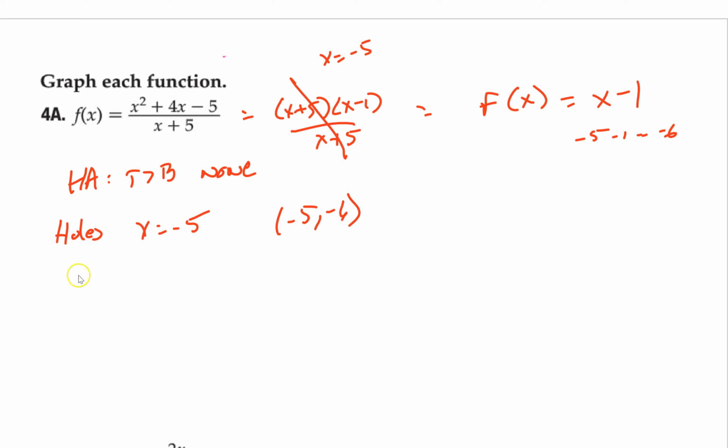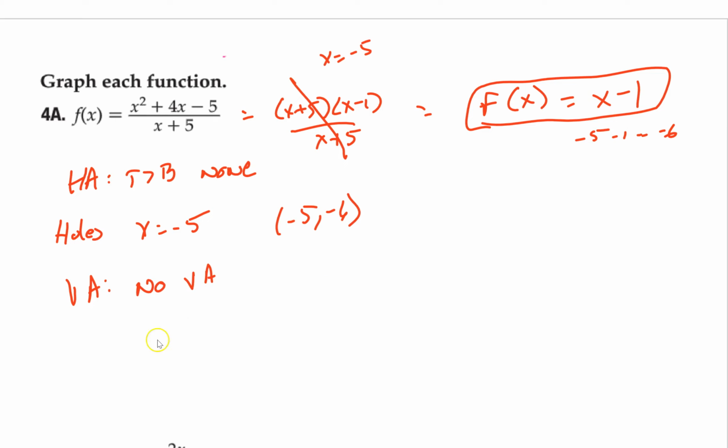So we have that. Vertical asymptote. Now look what's left over. Remember, our graph is this now because everything else canceled out. There's no denominator, so there's no vertical asymptote. I'm going to skip the x and y intercepts because look at this. I don't need to. I know how to graph that.